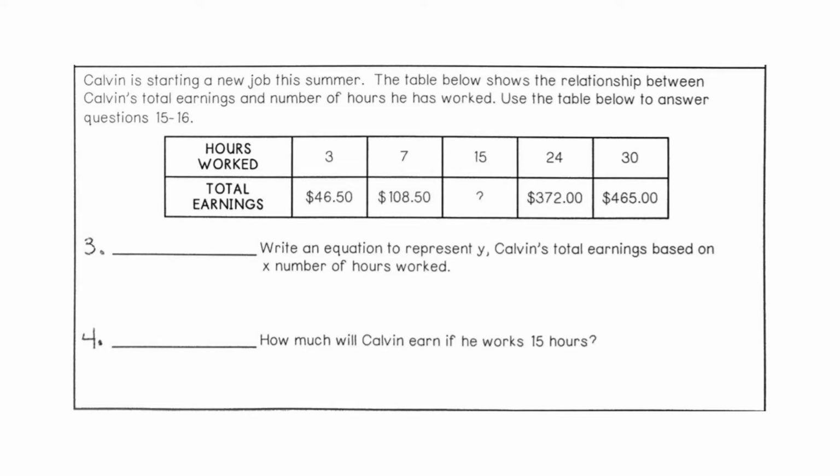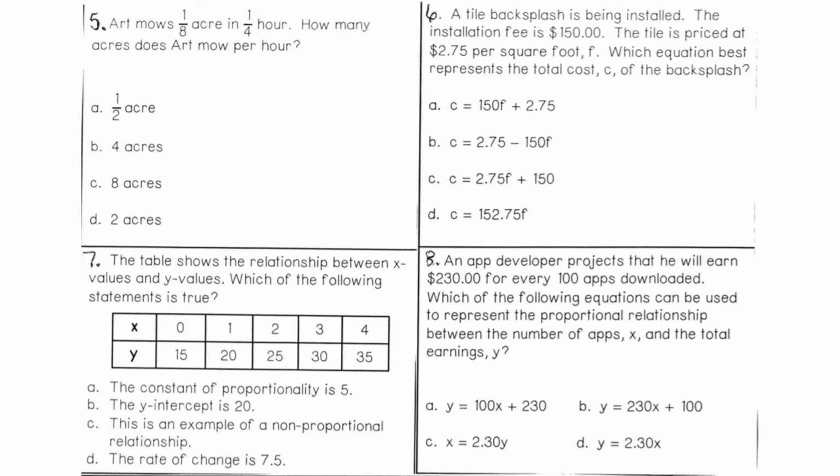Question number 3. Write an equation to represent y, Calvin's total earnings, based on x, the number of hours worked. Number 4. How much will Calvin earn if he works 15 hours? Number 5. Art mows 1/8 of an acre in 1/4 of an hour. How many acres does Art mow per hour?